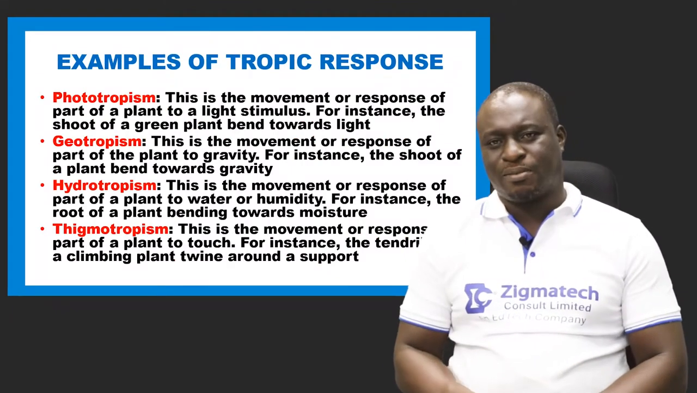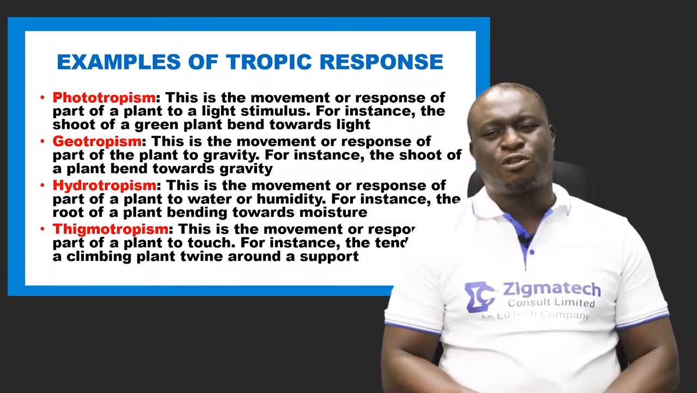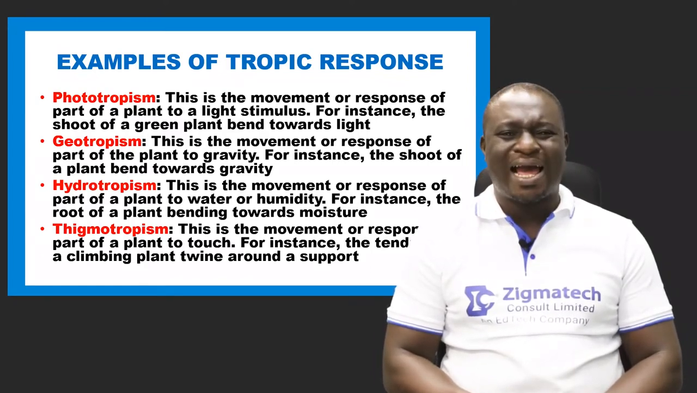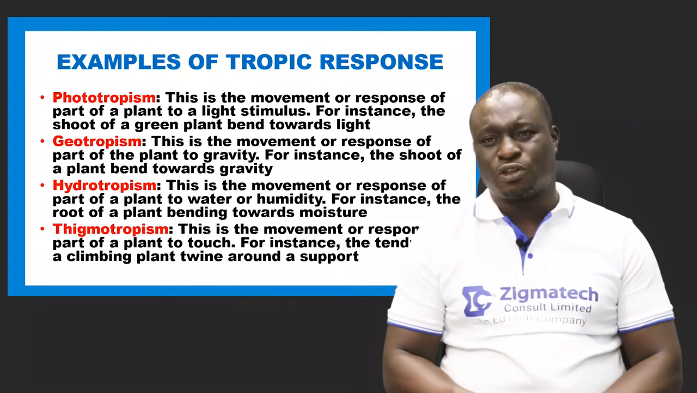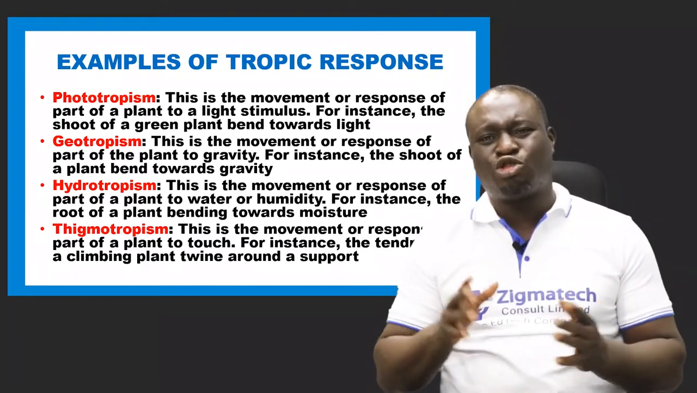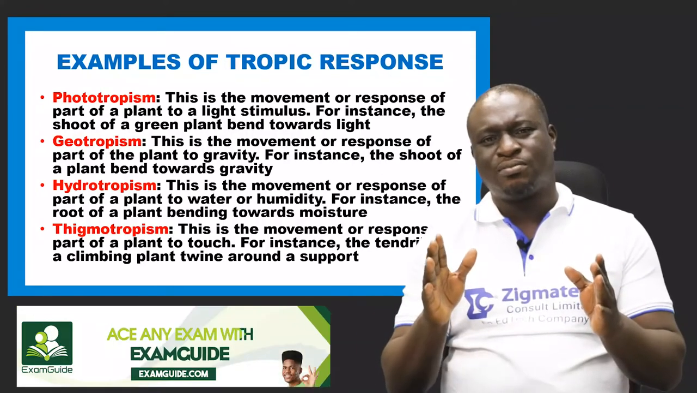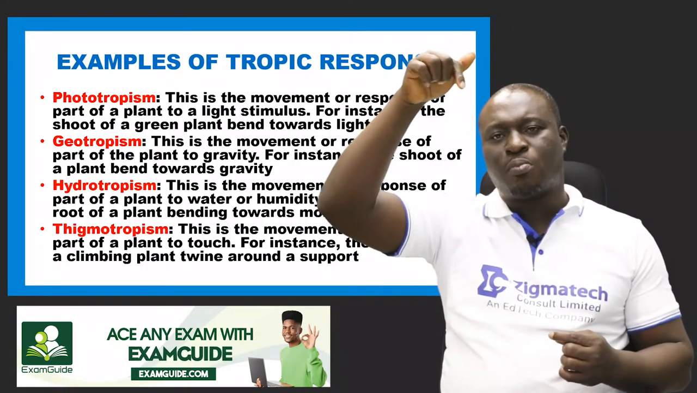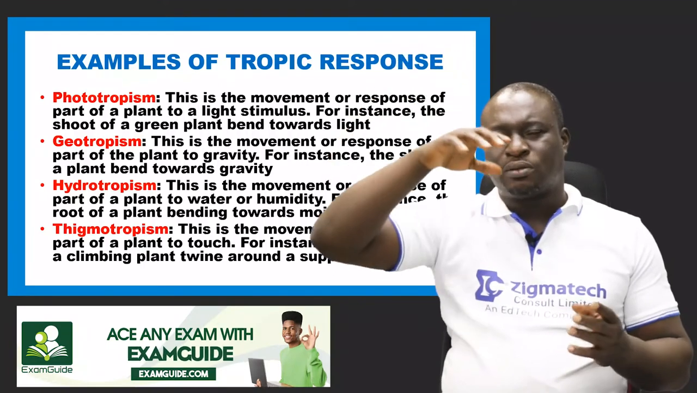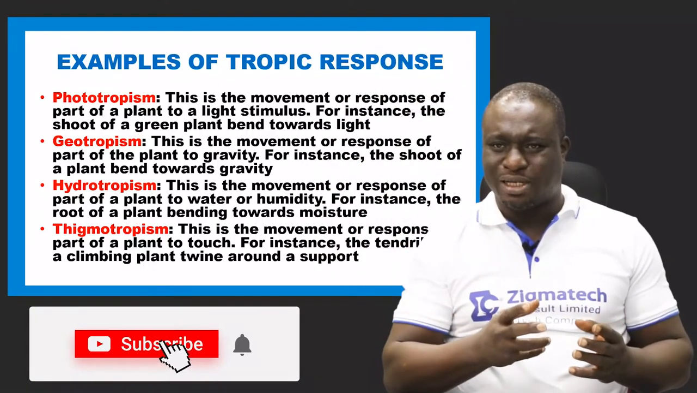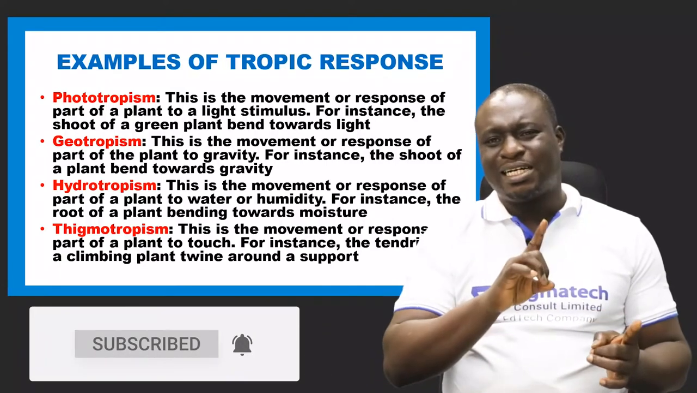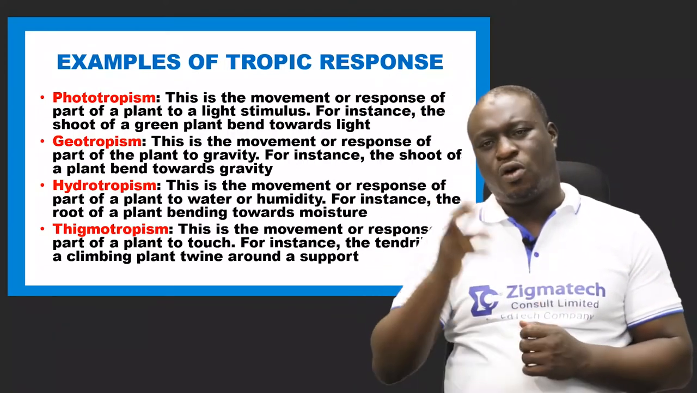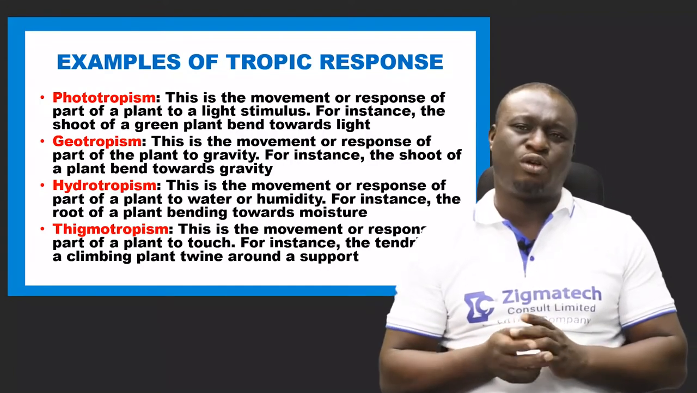We have phototropism. Phototropism is the movement or response of part of a plant to a light stimulus. An instance is plants bending towards light. If you put a plant inside a dark cupboard and you open a slit or a hole on the cupboard and allow light rays to pass through it, you will later discover that part of the plant will be bending towards where the source of light is. So that is an example of phototropism.